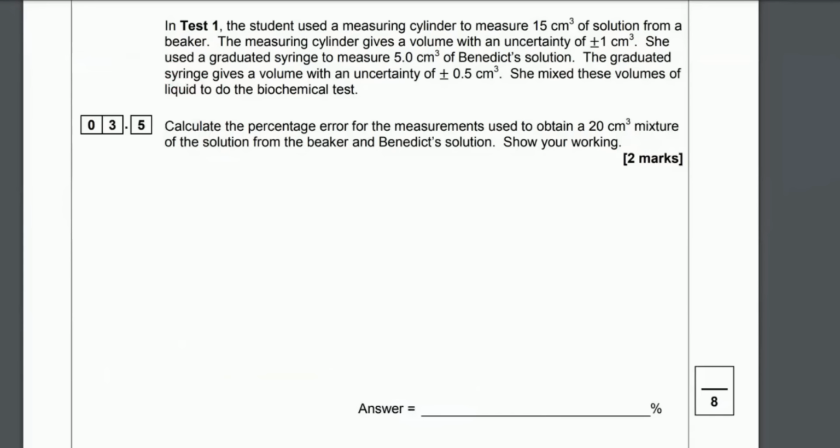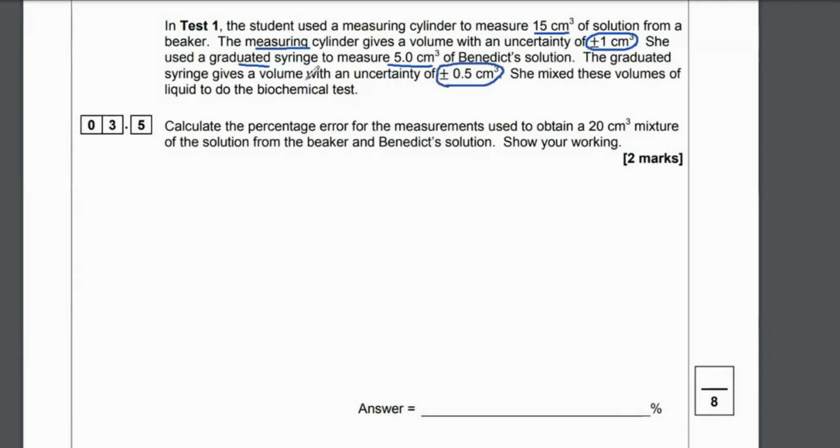Let's get into it. So in test one, the student used a measuring cylinder to measure 15 centimeters cubed from a beaker. The measuring cylinder gives a volume that has an uncertainty of plus or minus 1 centimeter cubed. She used a graduated syringe to measure 5 centimeters cubed. So that's a second measurement using a different piece of equipment. So we have a measuring cylinder and graduated syringe. The graduated syringe gives a volume with an uncertainty of plus or minus 0.5 centimeter cubed.